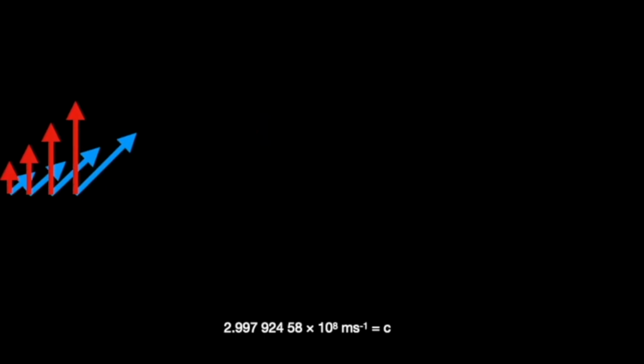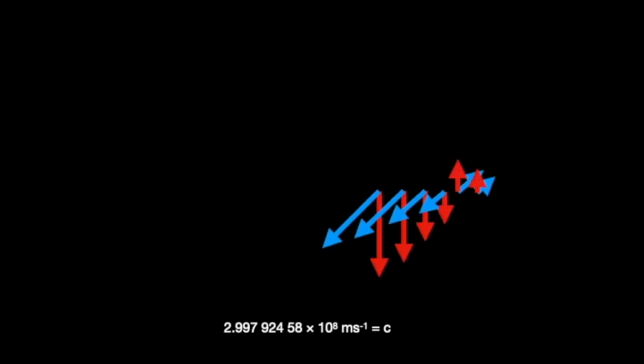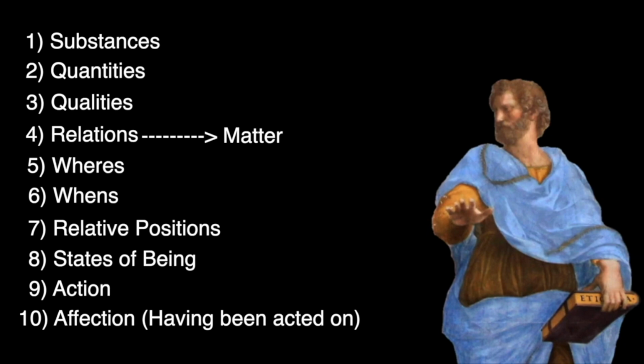In the category list of 10 types of things, matter is a type of relation, such that its existence depends on the elements that make it up, and the relationships between those elements, and further, that its entire existence after its formation is also relational to other objects and subjects in reality.